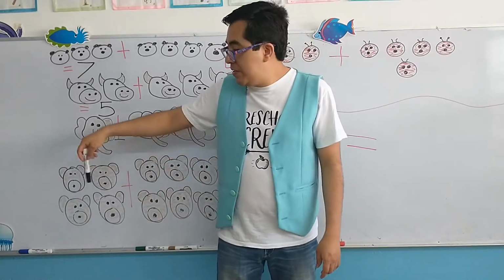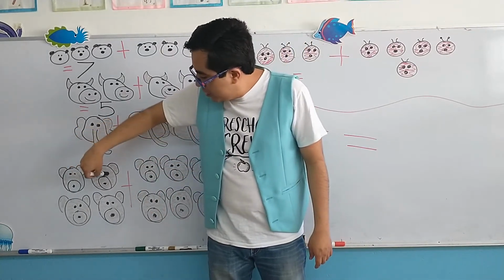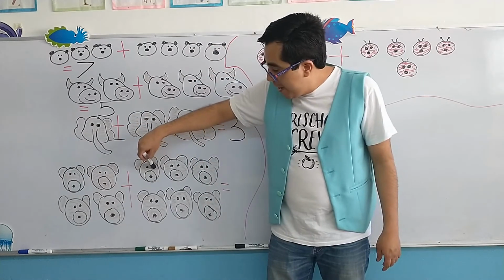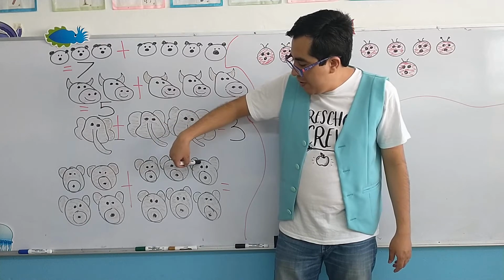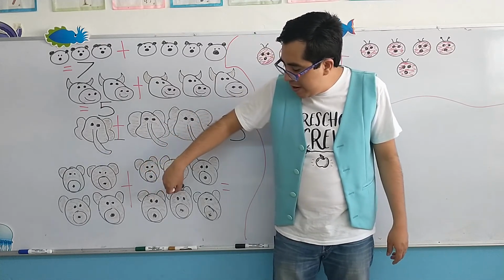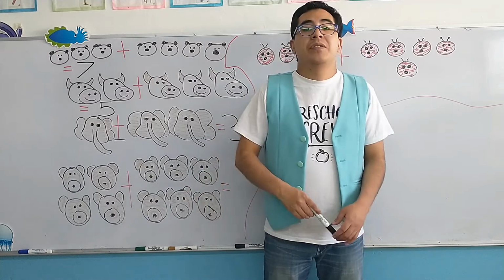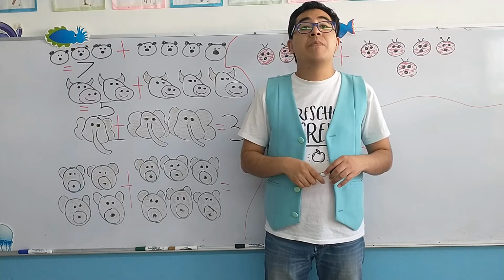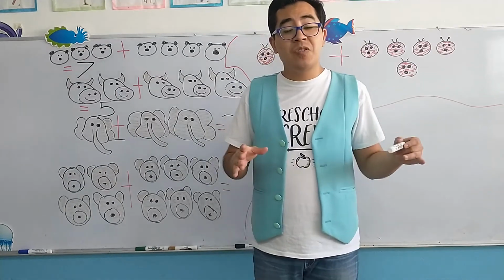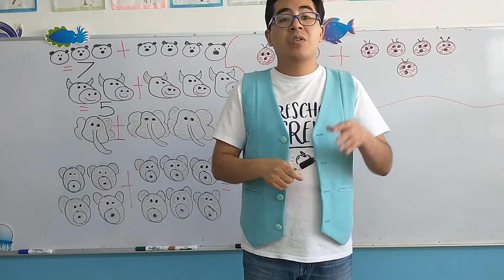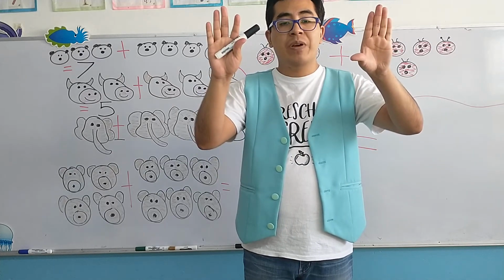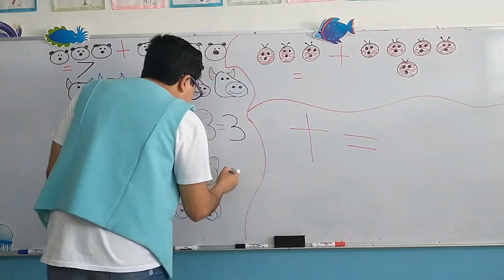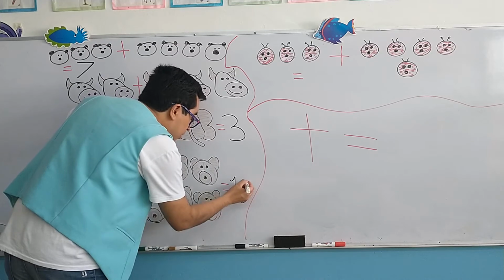So, let's begin with this side. 1, 2, 3, 4, 5, 6, 7, 8, 9, 10. Okay, so we have 10 bears. What's the result? Number 10. Remember, for this number, we need 2 digits. Number 1 and number 0. And we put them together, creates number 10. Number 1, number 0.